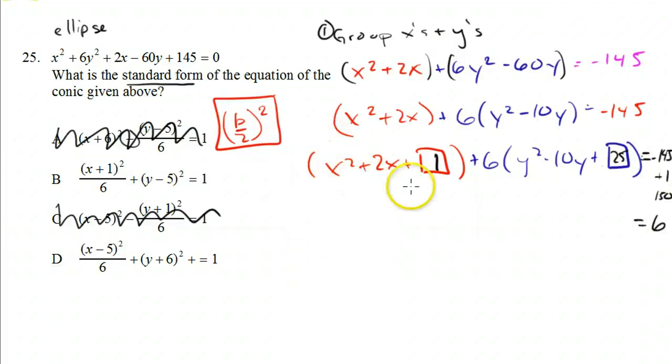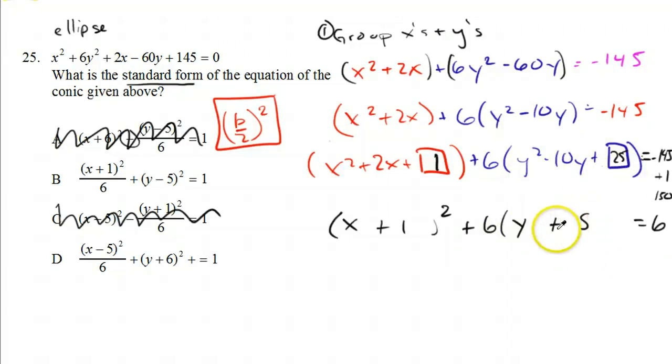And the reason again why we do this completing the square is to put it as something squared. So these factor. This factors to the square root of x squared, which is x, and the square root of 1 is 1. And then this one, the 6 is still there. This factors to the square root of y squared is y, and the square root of 25 is 5. And I messed up. It's a minus in the middle because it's a minus 10.